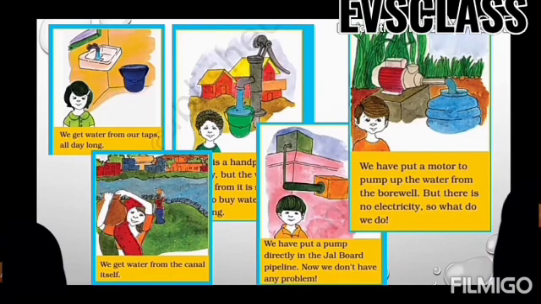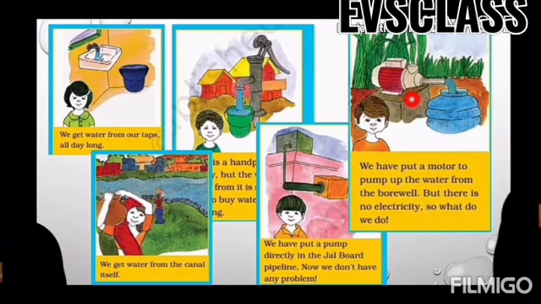Next, see the student. What does another child say? We have put a motor to pump up the water from the borewell. Yes, another source of water collection, but there is no electricity. So what? This is the situation. Okay, students, the last child says that we have put a motor to pump up the water from the borewell, right, students? But as there is no electricity, they get so much trouble.